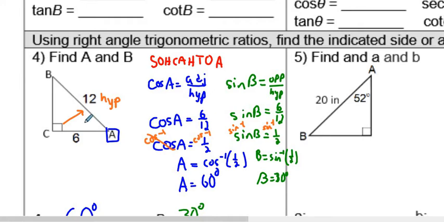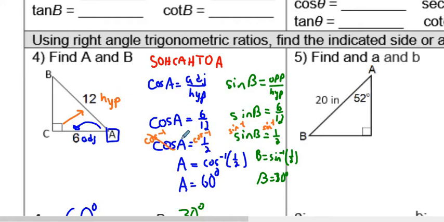Once you know that, this is adjacent. You can see how that's very important, because if you don't label the hypotenuse, you may say that's adjacent, but it can't be both adjacent and the hypotenuse. So label the hypotenuse first. Looking at my mnemonic device, adjacent and hypotenuse is cosine. So cosine of A is adjacent over hypotenuse. I put my 6 and my 12 in there because I already labeled them.